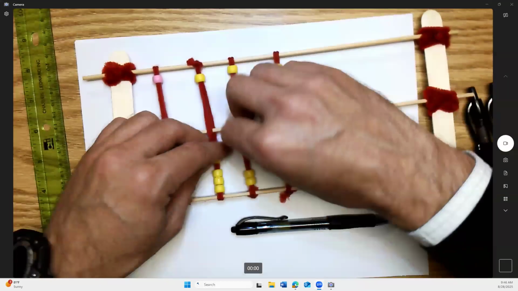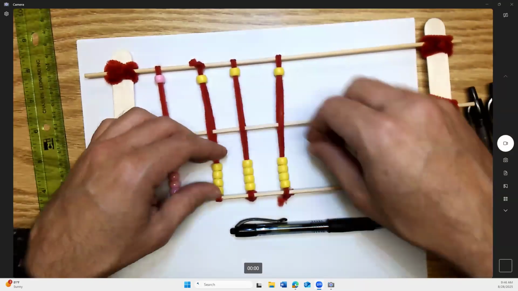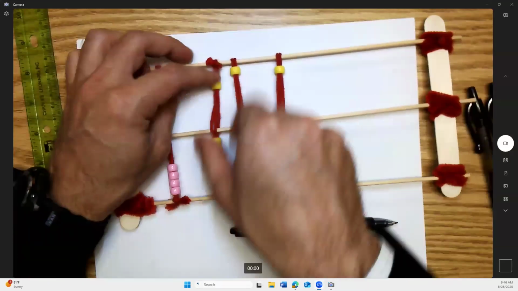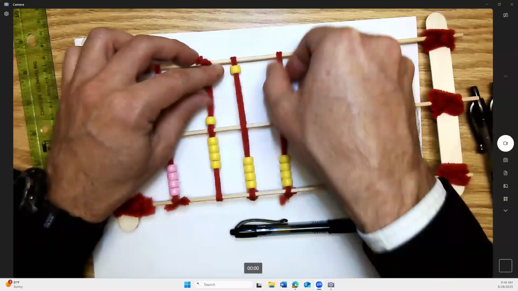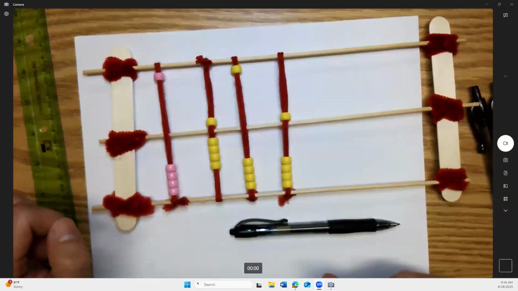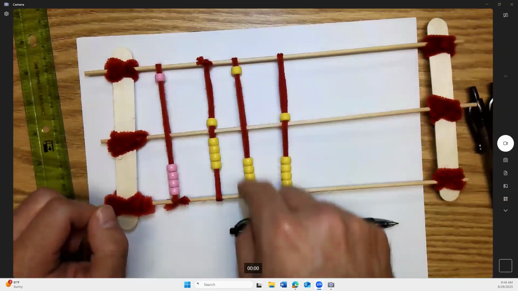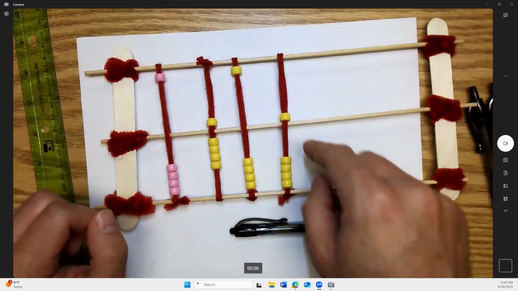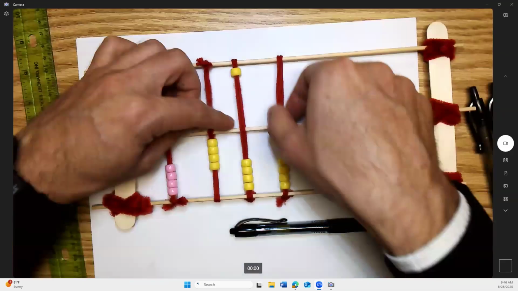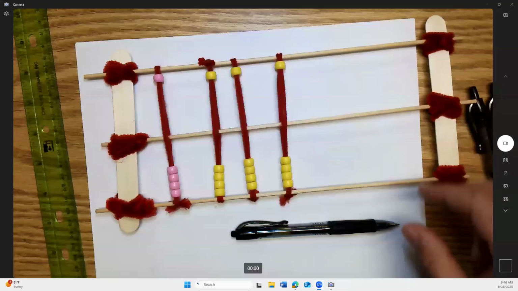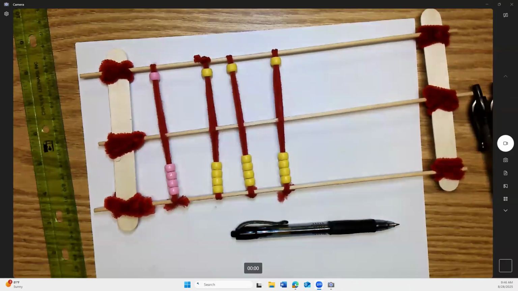How about this? What is that number? 905. So I got 5, 6, 7, 8, 9 in the hundreds place. I got 0 here. I got 5 here. So 905. Okay. All right. So you guys can read that with this.